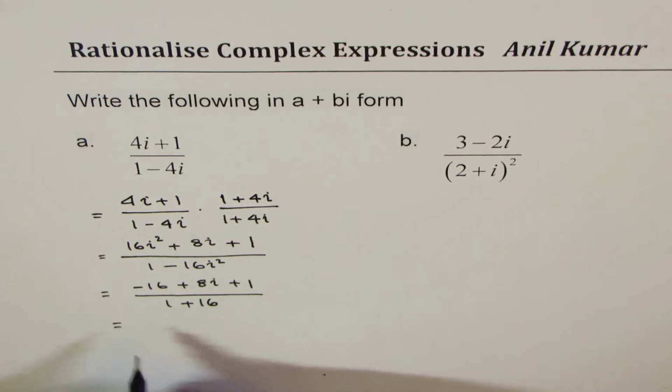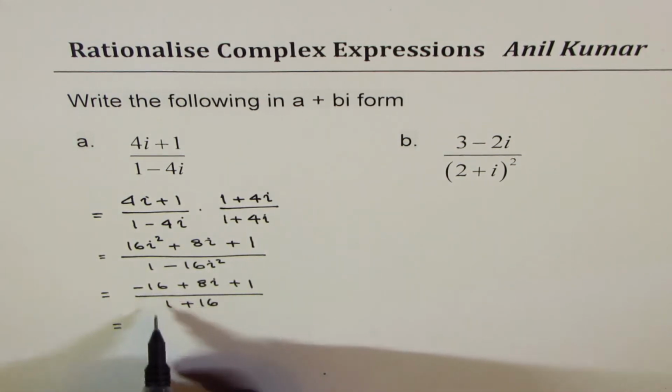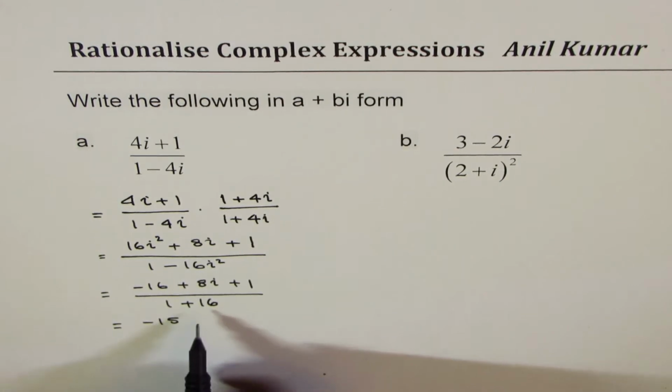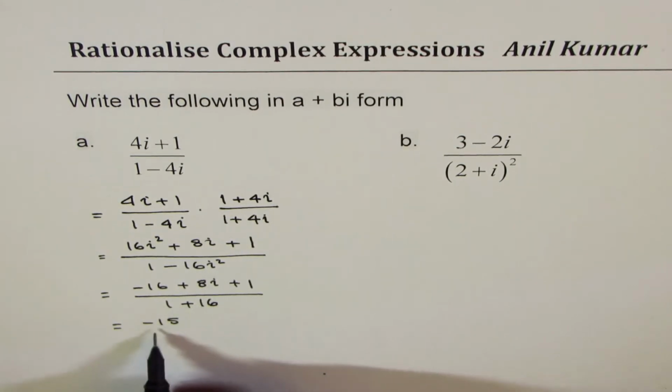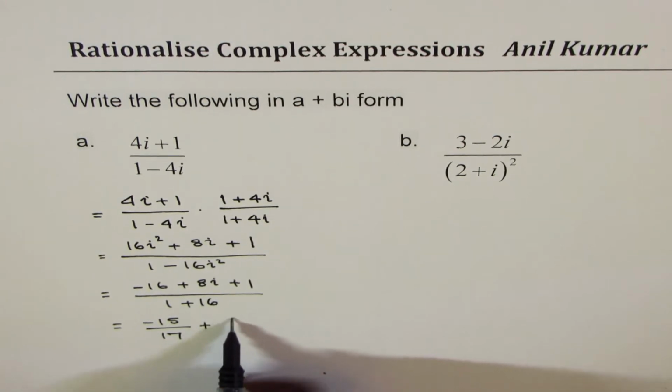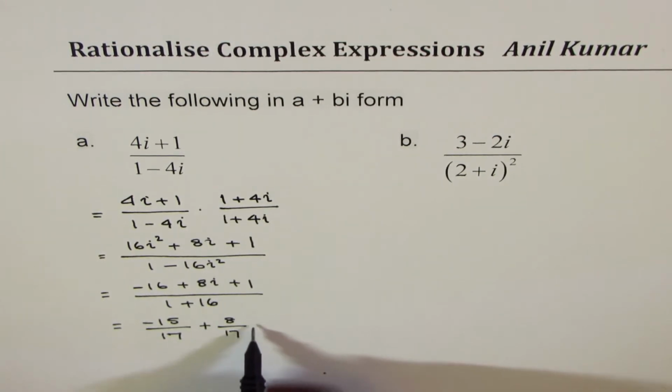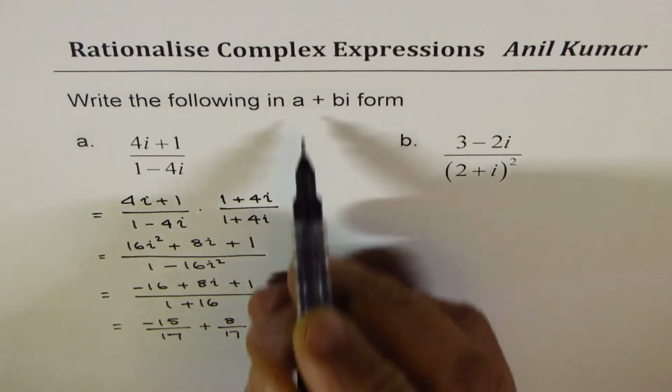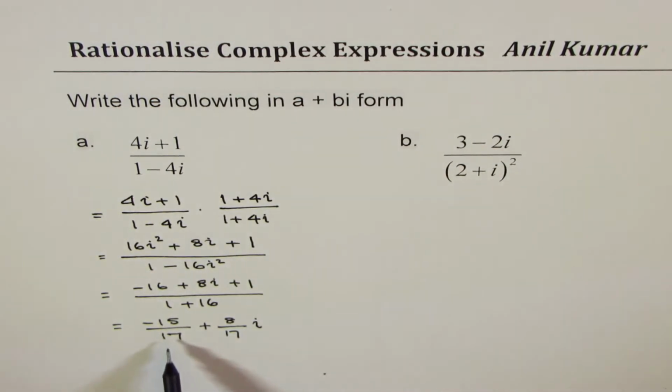So you can now write this as 1 minus 16, which is minus 15. The denominator is 17, so I can write this as minus 15 over 17 plus 8 over 17i. Right? So clearly a is the real part, which is minus 15 over 17, and the imaginary part b is 8 over 17, correct? So we have done the first one.